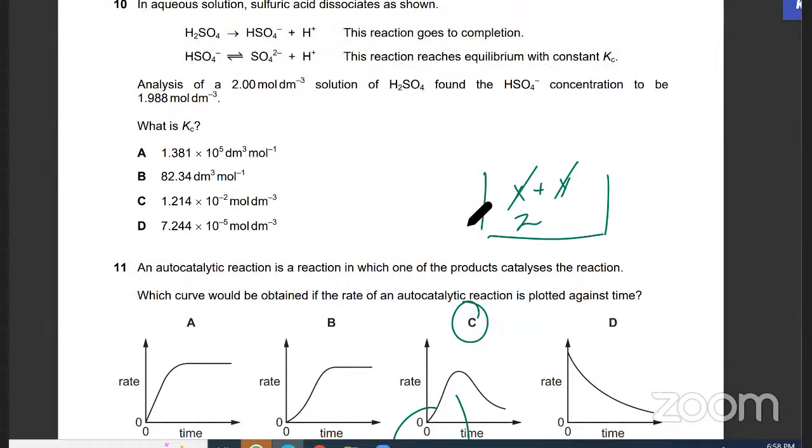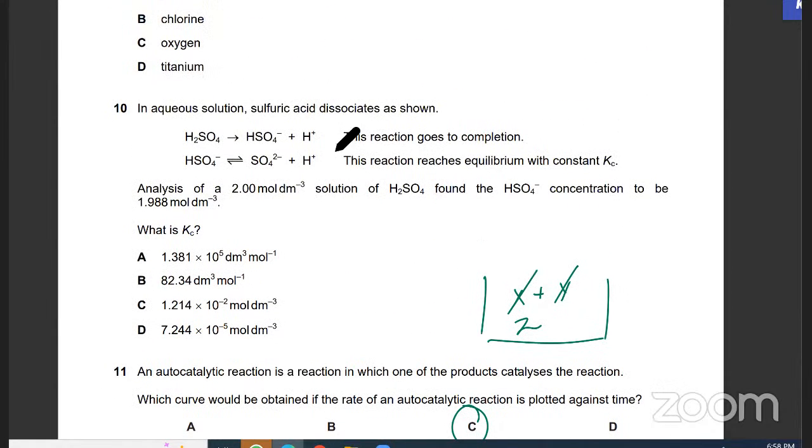Next is you've got, what is this? The reaction goes to completion, the first one. The reaction reaches equilibrium with constant Kc. Analysis of 2 mole per dm cube solution of H2SO4 found the HSO4 minus ion concentration to be 1.988 mole per dm cube. What is Kc for this? How do I know what is Kc? How do you measure Kc?